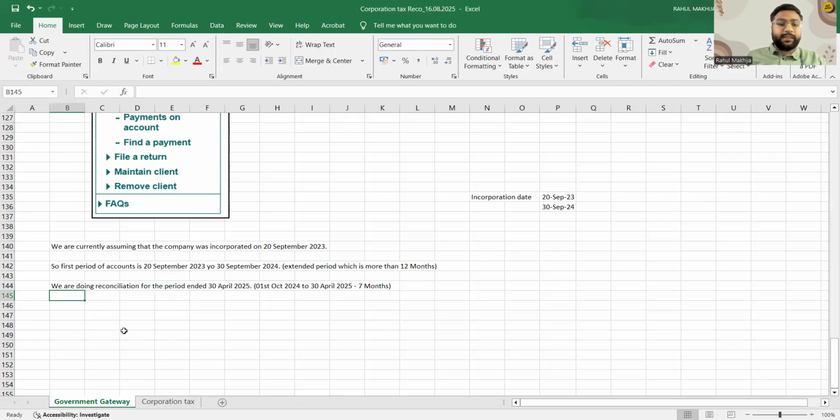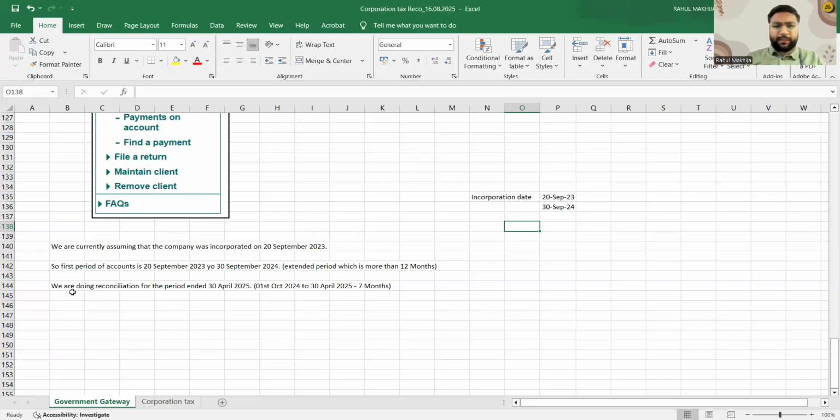So we are doing reconciliation for the period of 30th April 2025 here. So our next period will be from 1st of October 2024 to 30th April 2025, which is of 7 months, a shortened period. So we are doing finalization for the period ended 30th April 2025.